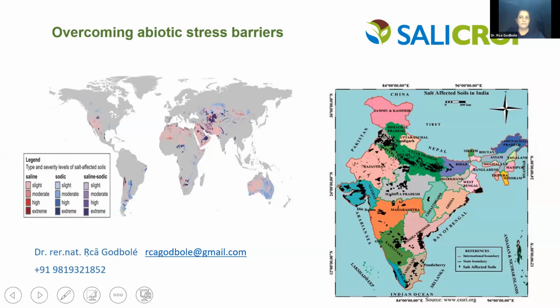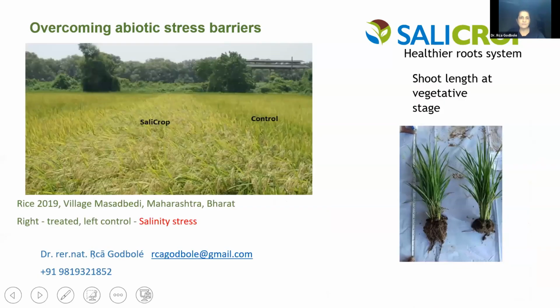What we do in Salicrop is our seed treatment. I'm showing a picture from last year. As you can see, the Salicrop treatment and control are shown in a farmer's field in a place called Masadbedi in Maharashtra, something like 100 kilometers down the coast from Mumbai. We went to the farmer's field, and we've been working with this farmer for the last 3 years. At the vegetative stage, it's shown right from the vegetative stage.